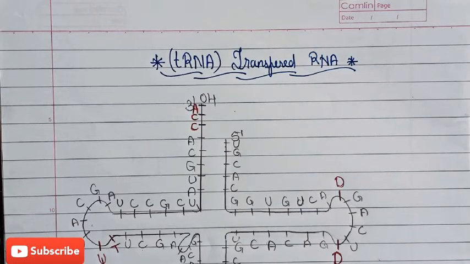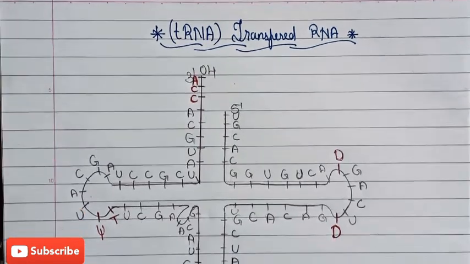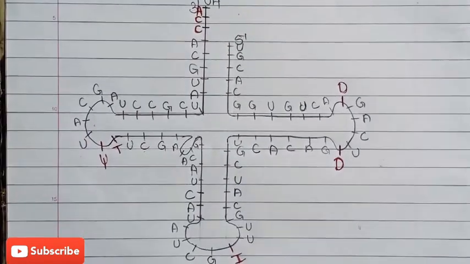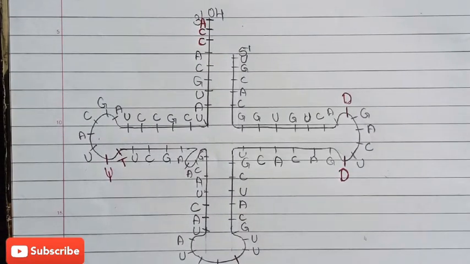We have started the nucleic acids, ribonucleic acid, and in the previous video we have seen the structure of mRNA. Now in this video we are going to see about the tRNA. tRNA is known as transfer RNA. We are going to see the structure of tRNA and why this tRNA is known as a transfer RNA. So here you can see the structure of tRNA.